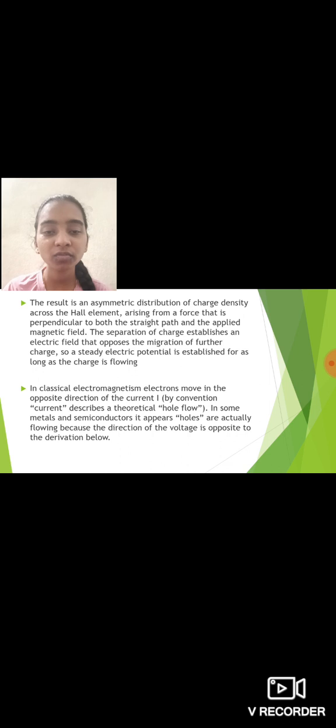The separation of charges establishes an electric field that opposes the migration of further charge. So a steady electric potential is established for as long as the charge is flowing.